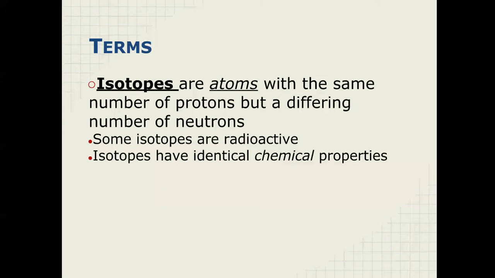So, for example, carbon. Most carbon atoms on Earth, anyway, have 6 protons and 6 neutrons, and we call that carbon-12 because 6 plus 6 is 12. So 6 protons, 6 neutrons, it's called carbon-12. There are some atoms of carbon that have 2 extra neutrons. They're called carbon-14, so it has 8 neutrons. So those would be examples of isotopes, carbon-12, carbon-14.